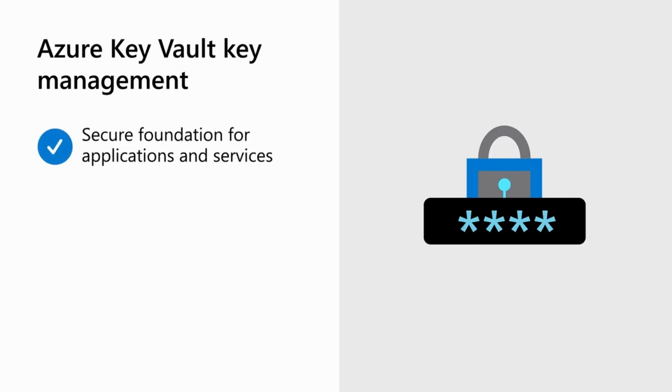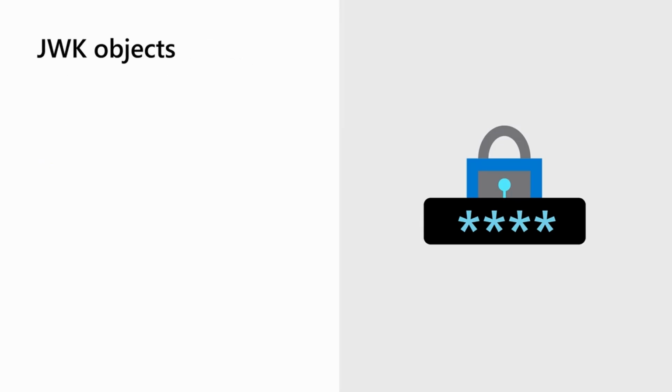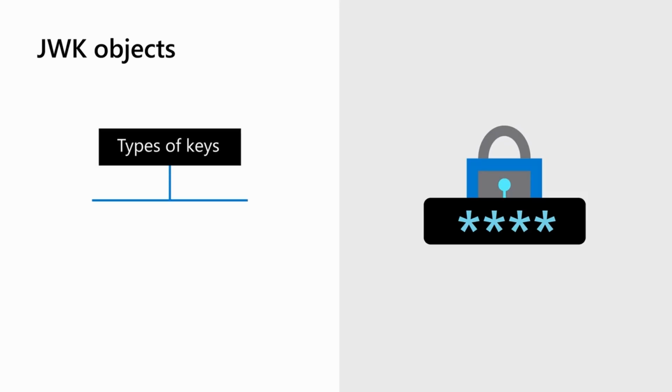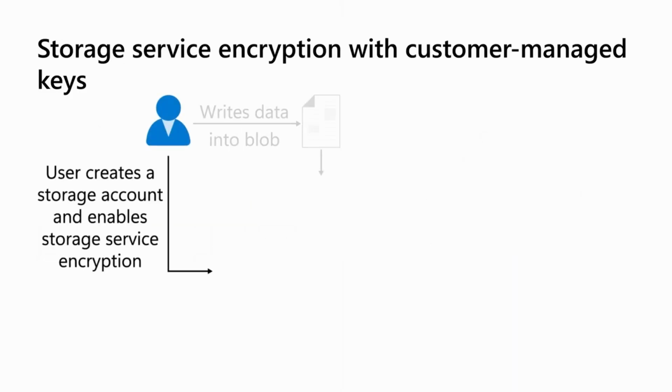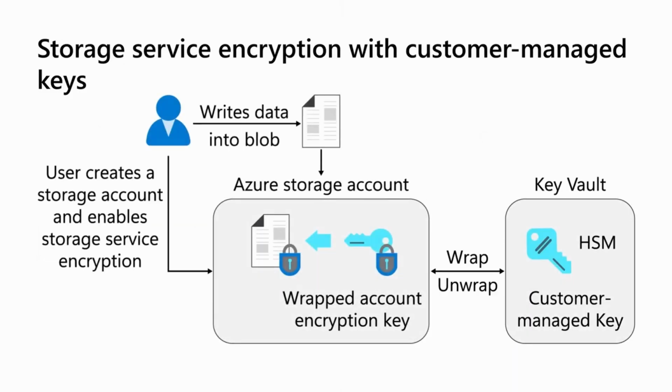Next, you learned that key management in Azure Key Vault is crucial to establishing a secure foundation for your applications and services. You learned that cryptographic keys in a Key Vault were represented as JSON web keys, frequently referred to as JWK objects, and that there are two types of keys, soft keys and hard keys. You were then taken through an example of storage service encryption with customer-managed keys.